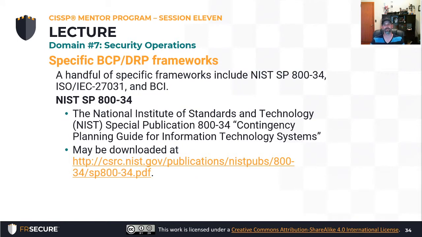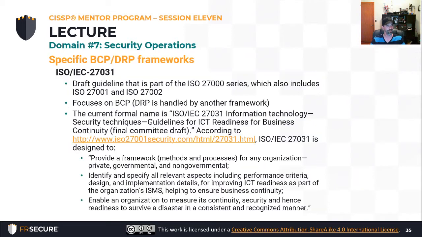Alright, so there are some specific business continuity and disaster recovery planning frameworks that you can use. NIST 800-34, you have ISO/IEC 27031, and BCI. The 800-34 is the one I'm probably most familiar with. I like it. I think it's pretty good. ISO, obviously, as part of the 27000 series, has this BCP DRP.